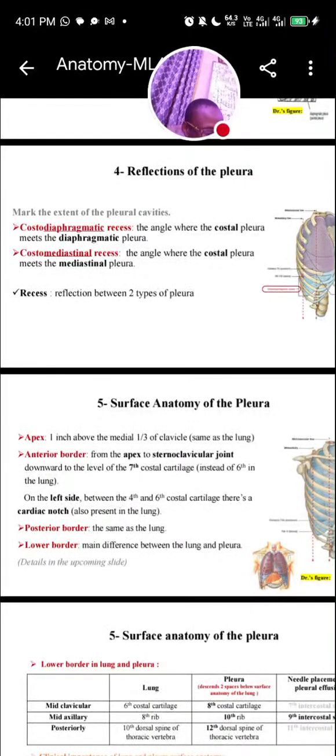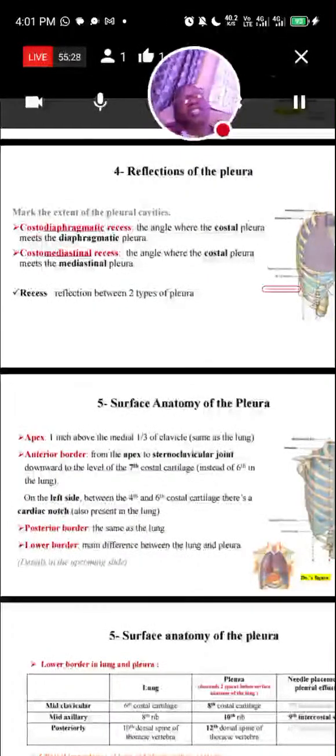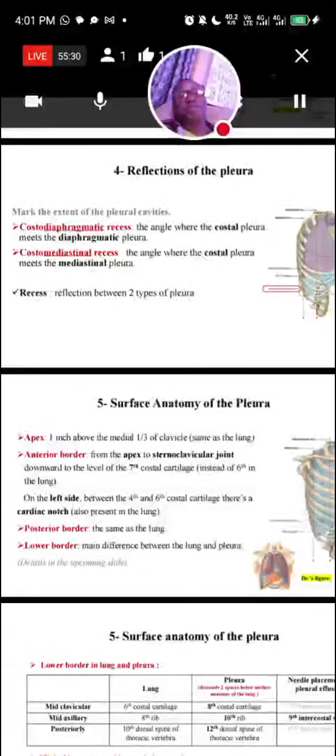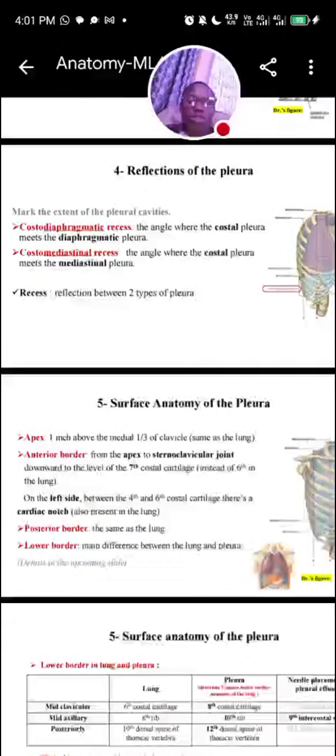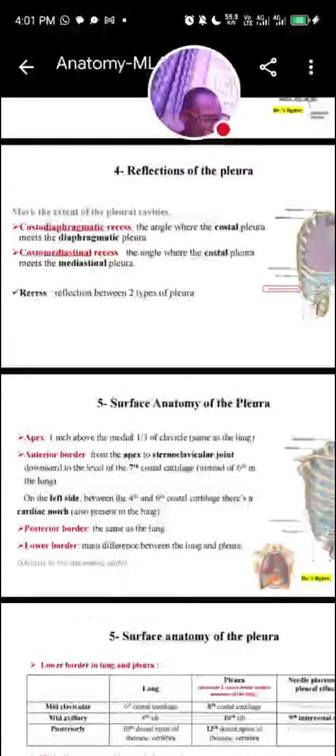So surface anatomy is what? A lap. It's a laboratory thing. You see, now we are internalizing, but learning is about coining the brain, to think of an easier way of getting this. So surface anatomy: A there is apex of the pleura, L there is lower border, A there is anterior border, and P there is, of course, posterior border.